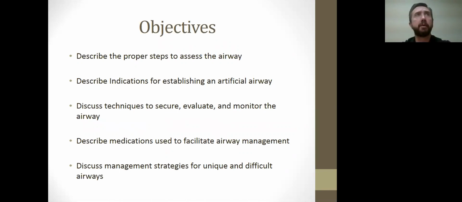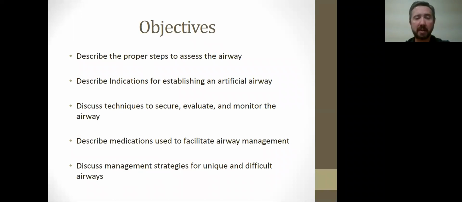The objectives: we're going to describe the proper steps, describe the indications for establishing an artificial airway, and we'll discuss techniques to securing, which can be a skill on its own. Evaluating is also another skill on its own, and then of course monitoring during our transports. We're going to describe some medications used to facilitate airway management.